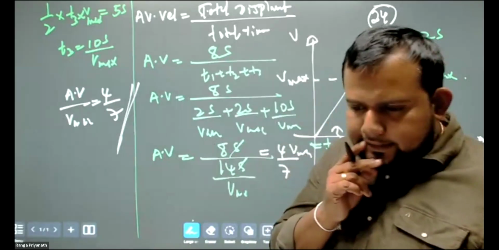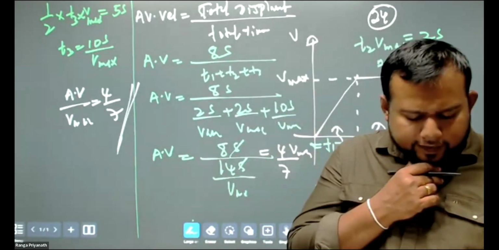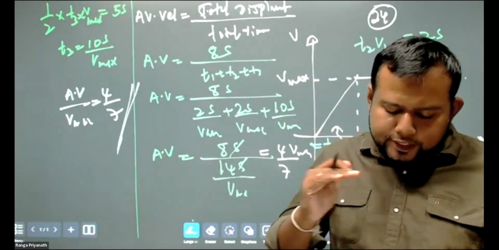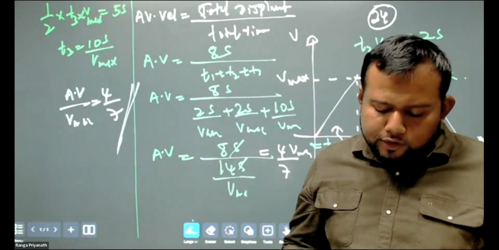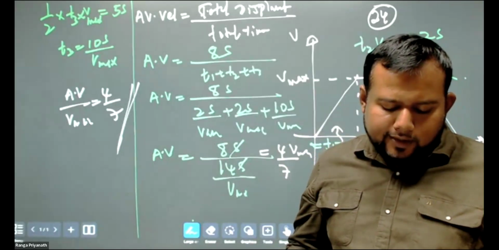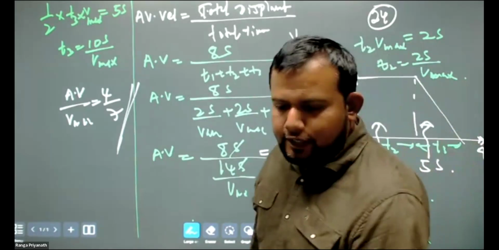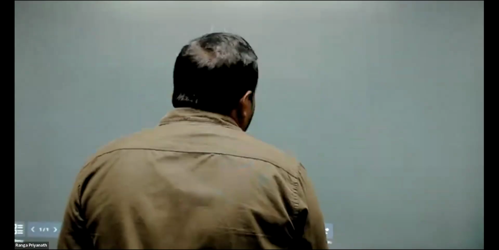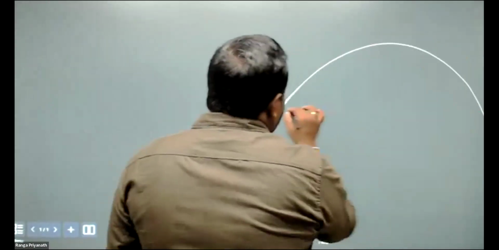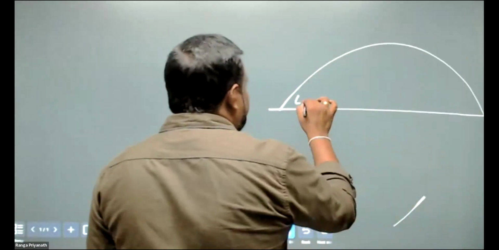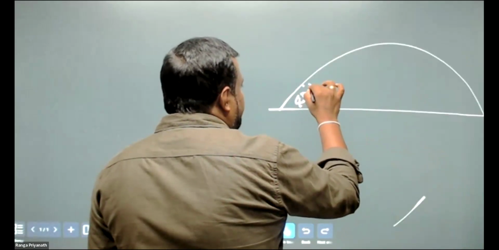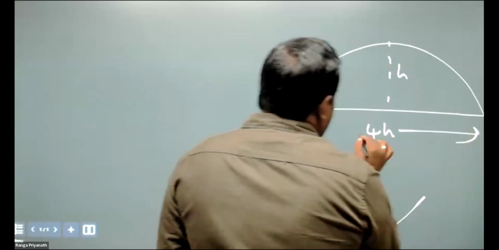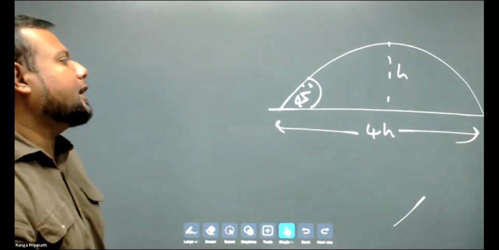Right, let's move to the last question in this paper. If h is the maximum vertical height traveled by an object projected at an angle of 45 degrees to the horizontal, what is the maximum horizontal range it can travel? I have taught this part. Look here. If you project with 45 degrees, this is the relationship. If you have h, the horizontal range is 4 times that.